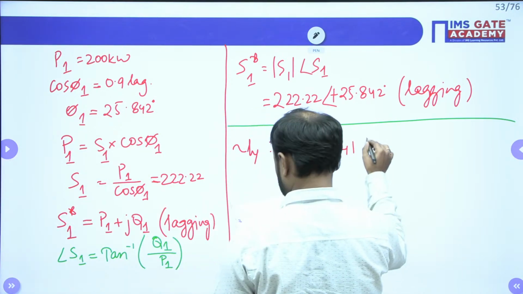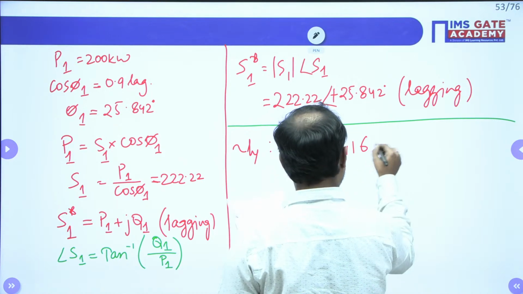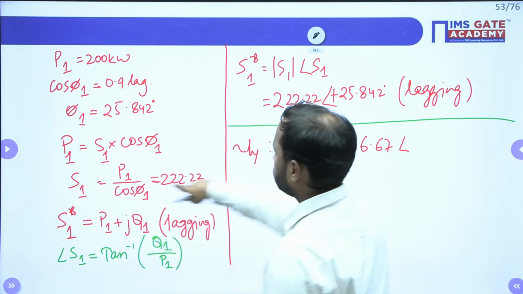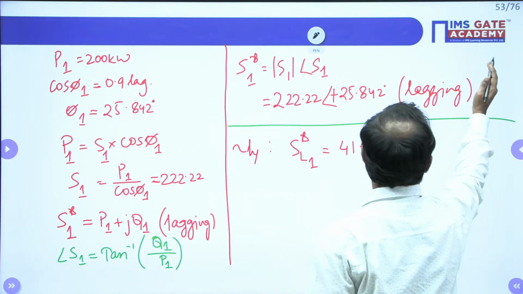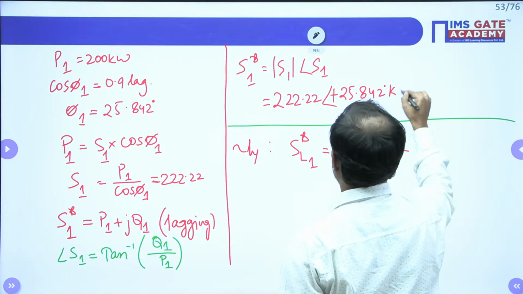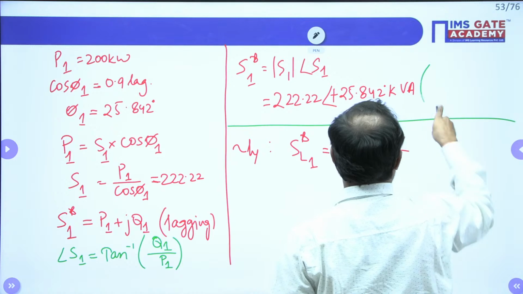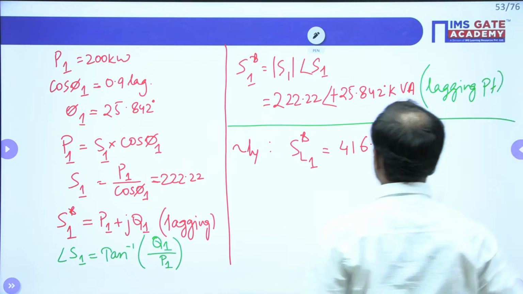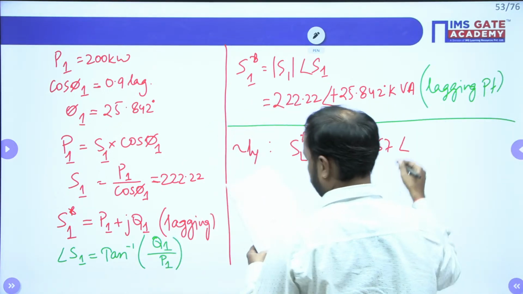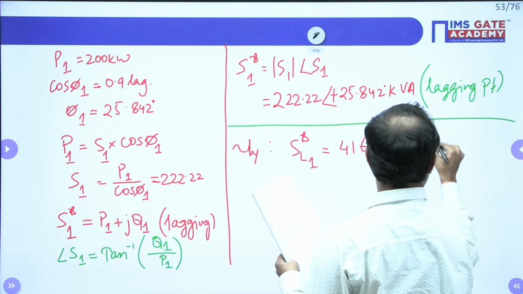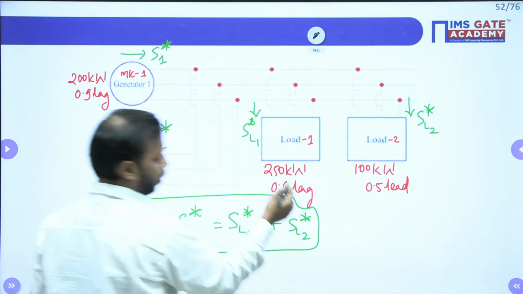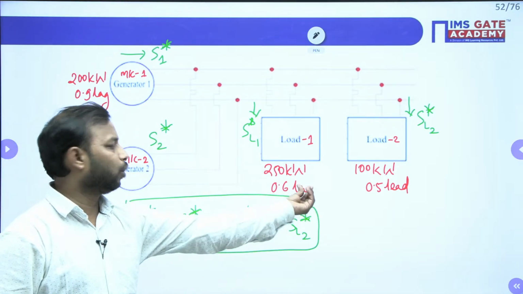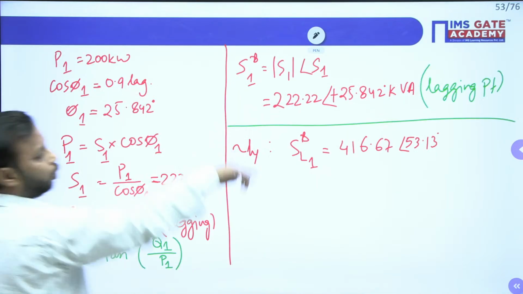This will become 416.67 at an angle. I think this is kVA, na? This part, this is kilowatt. So this will become kVA. All right. And plus P is for lagging power factor. So 416.6, here we will get the angle 53.13 degree. Again, the reason is the same. Cos inverse 0.6 is 53.13 and the load is lagging. So we have a positive sign.